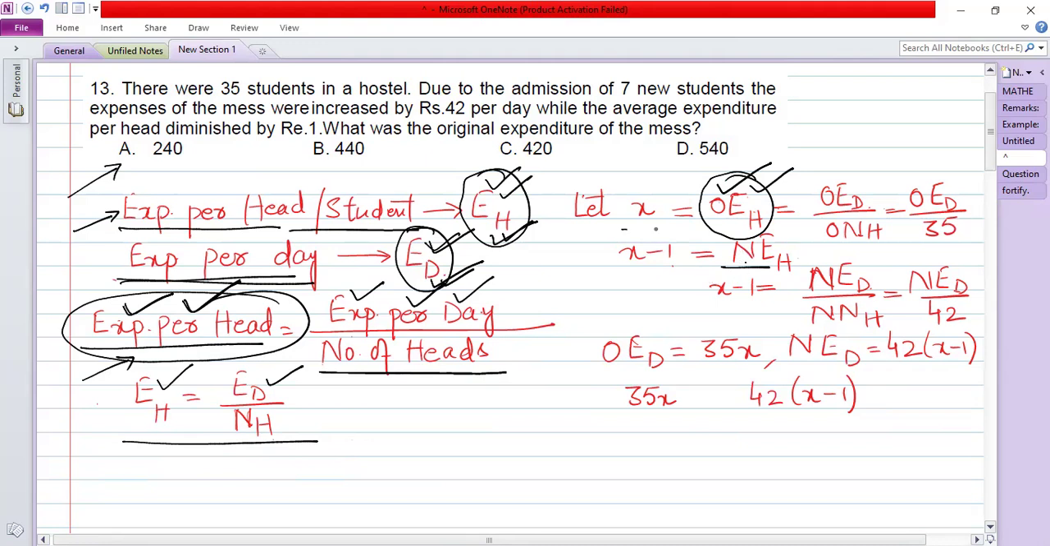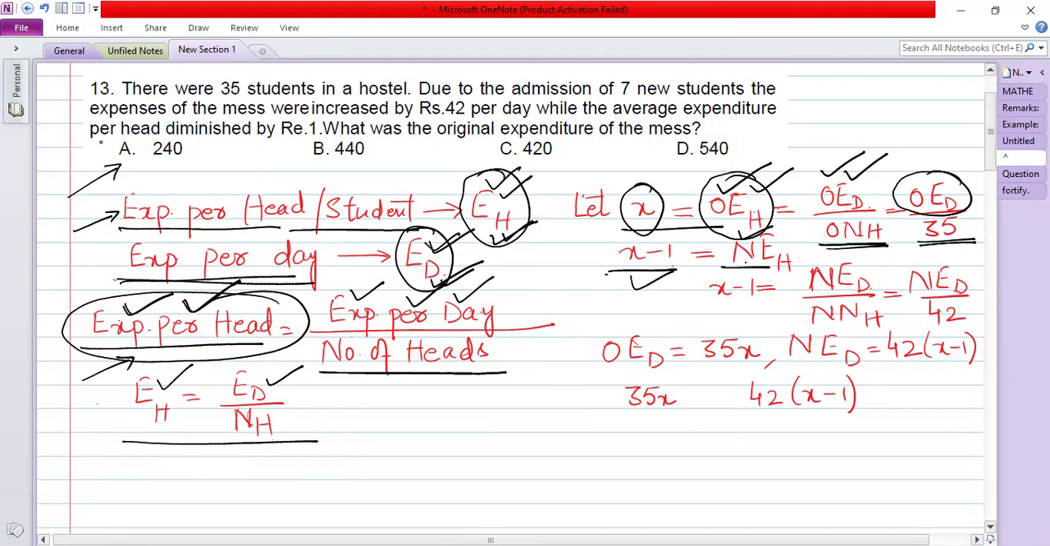So let this be X. The original expenditure per head is X, and obviously this will be the original expenditure per day divided by the original number of heads or students. Now this we don't know, but we know that this was the original number of students, or heads. And now what is this X minus 1? Obviously this is the new expenditure per head. How is it X minus 1?